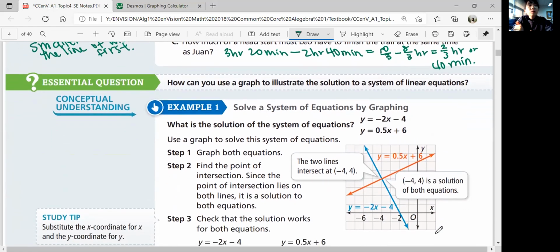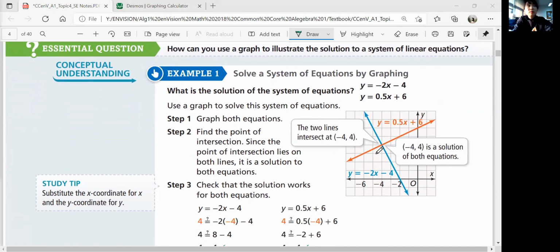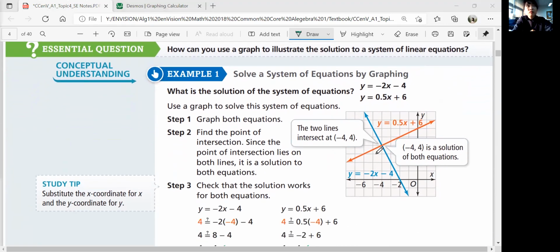So in this lesson, we'll think about how we can use a graph to illustrate the solution to a system of linear equations. Let's look at example 1. Solve a system of equations by graphing. There are multiple ways to solve a system of equations. First of all, you need to know how to graph them, and graphing will help you solve them. Let's look at the solution of the system of these two equations.